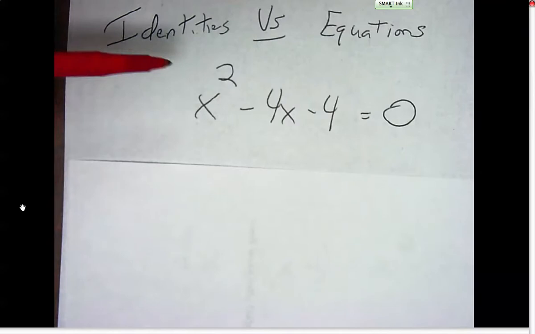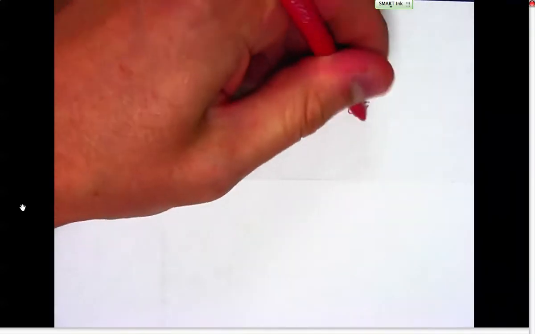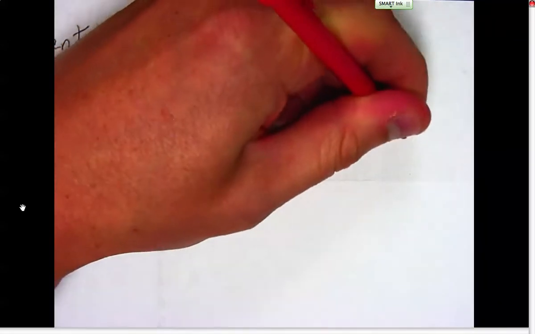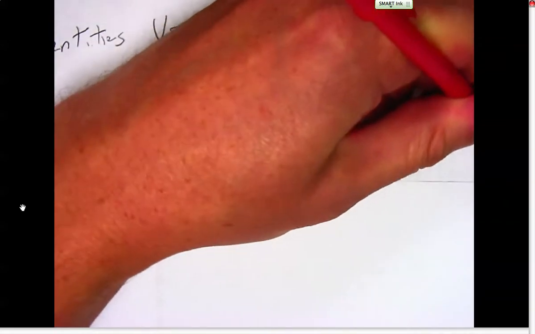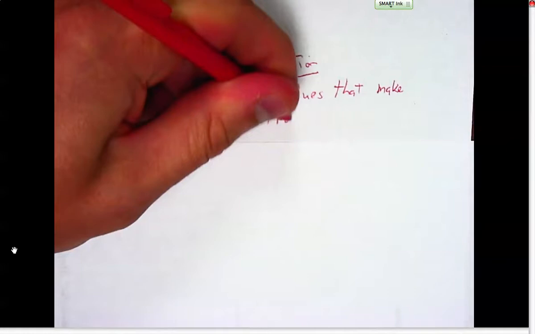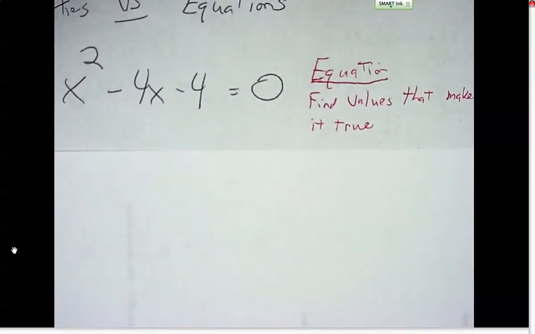So here's a quadratic equation, right? This one is an equation that we're trying to solve, right? So this is an equation. We want to find values of x that make it true. So we're going to find values of x that make this equation true. And so this equation is not true for all values of x.